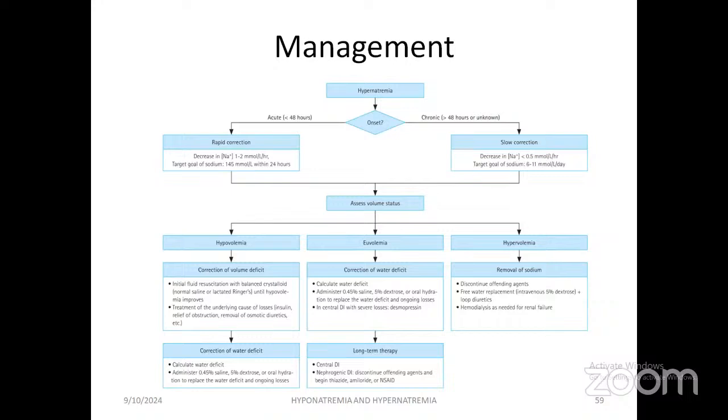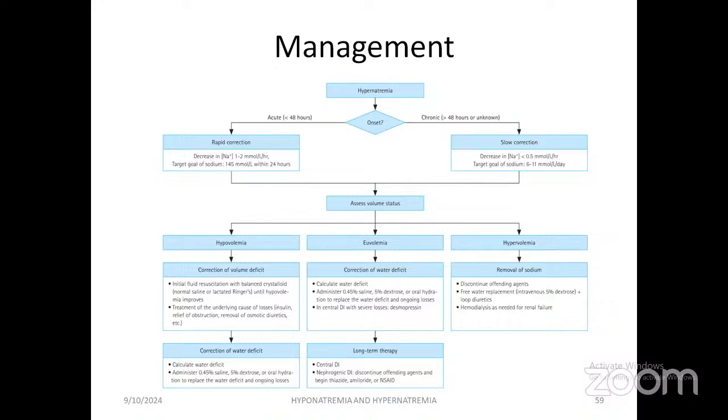In hypovolemia, we correct the volume deficit first and then the water deficit. Volume deficit is corrected by initial fluid resuscitation with balanced crystalloids until hypovolemia is improved, and treatment of the underlying cause of losses. Then correction of the water deficit by calculating the water deficit and administering 0.45% saline or 5% dextrose or oral rehydration. If the patient has euvolemia, we have to correct the water deficit.